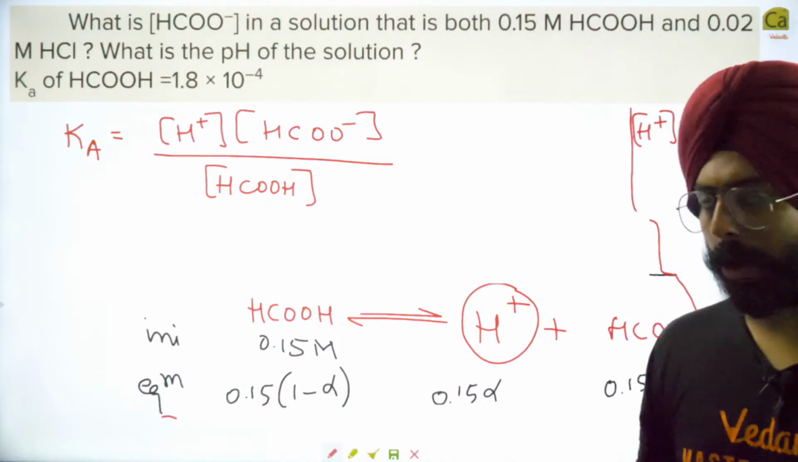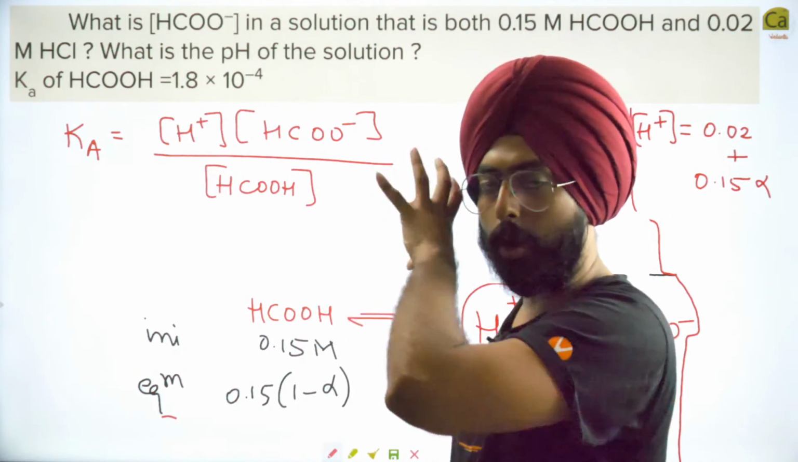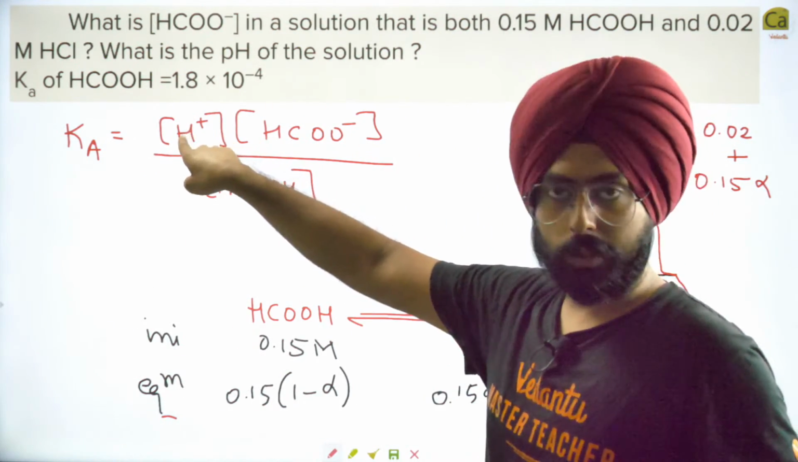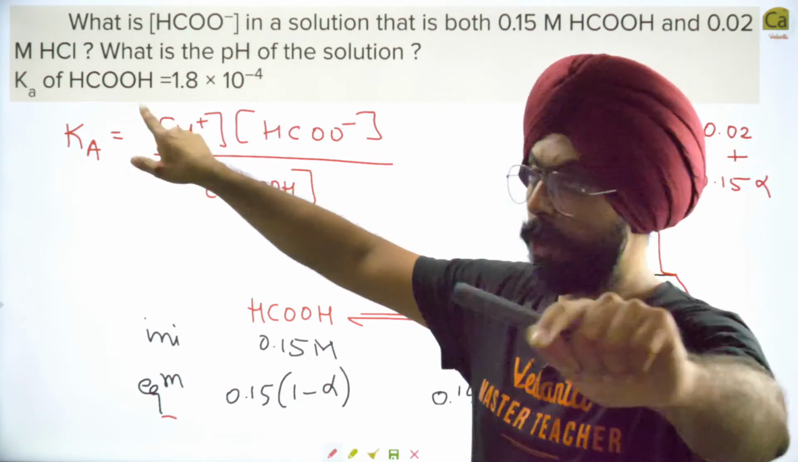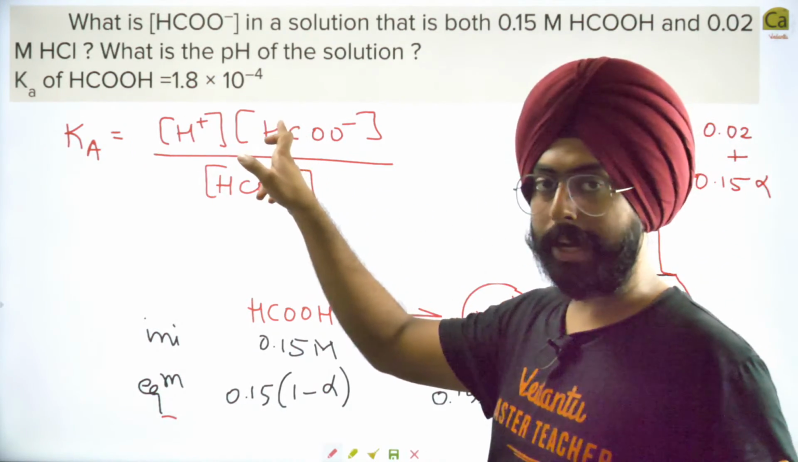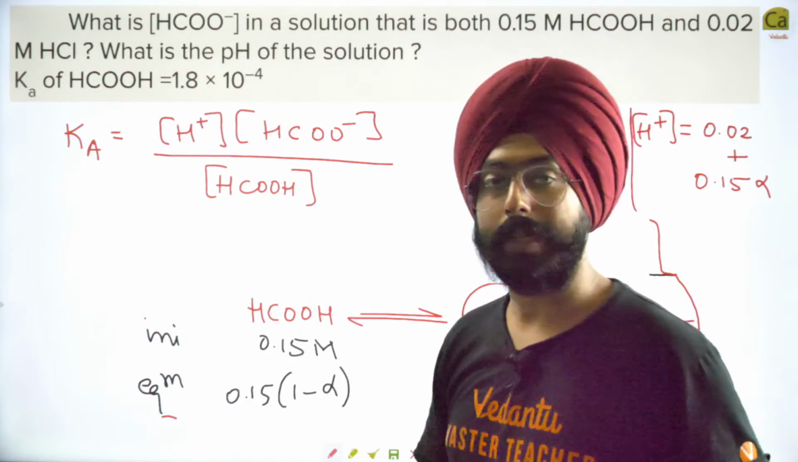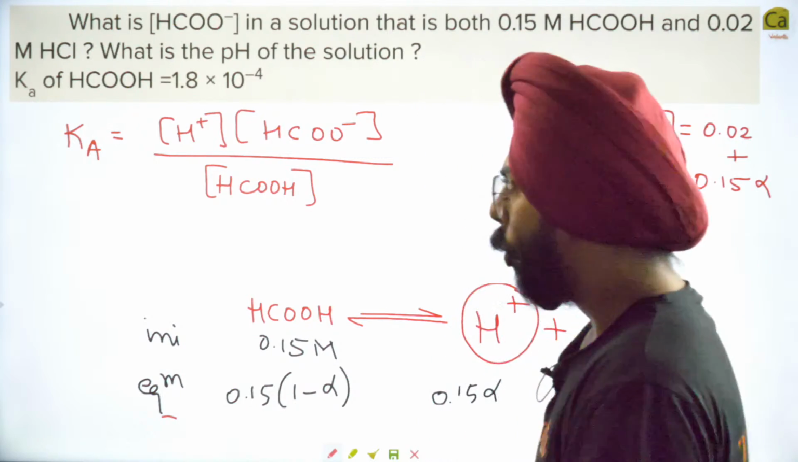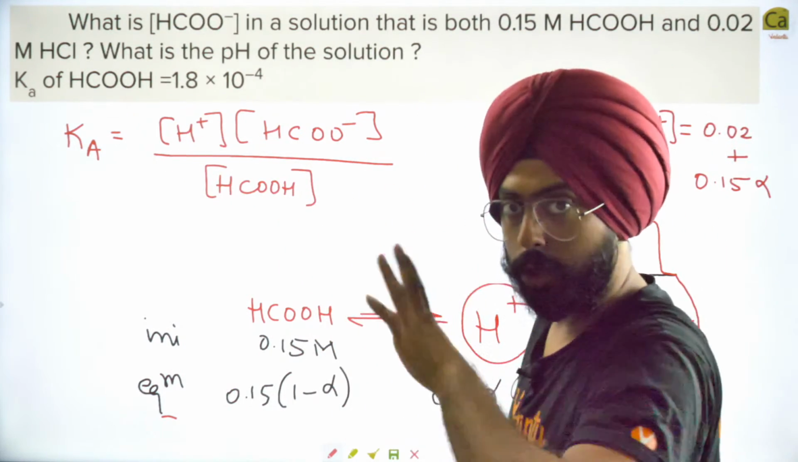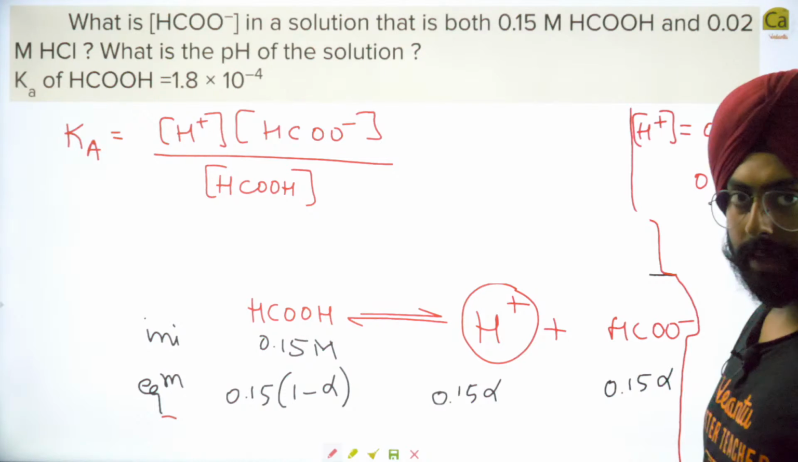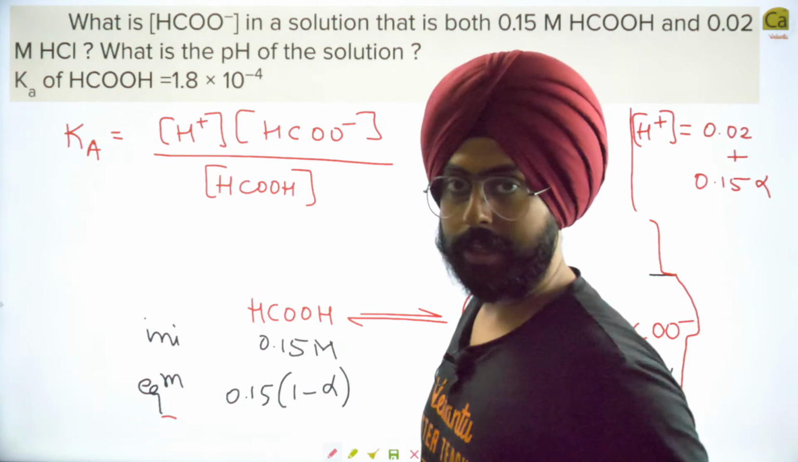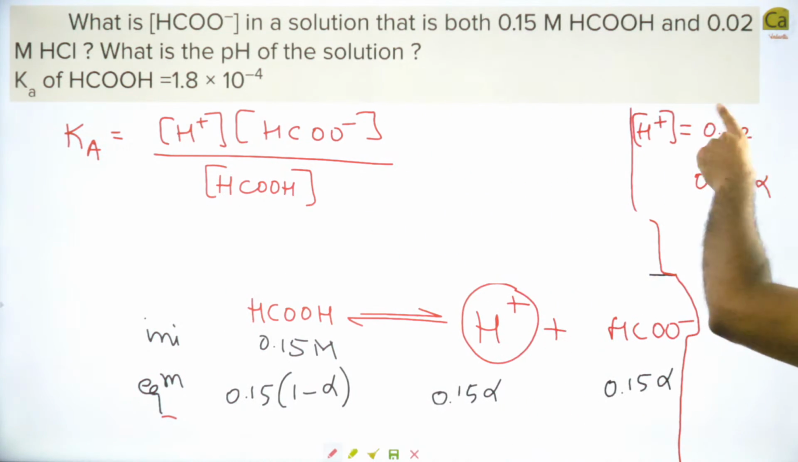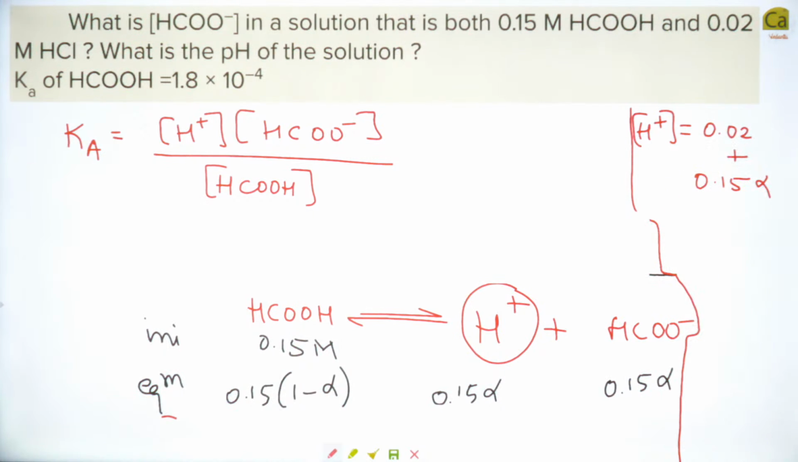Now, whenever we are writing this equilibrium equation, total concentration of H positive in solution has to be taken. Total concentration of HCOO negative in the entire solution has to be taken. That is the mathematics behind common ion effect. Over here, H positive concentration, you cannot simply take 0.15 alpha. H positive concentration over here has to be the total concentration and that is this big number. You have to take this whole number, only then it will work.